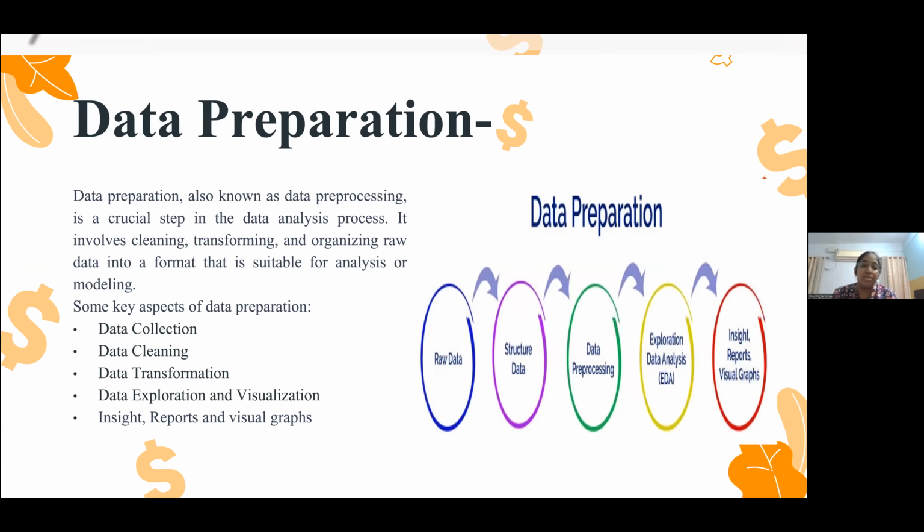Now, data preparation. What is data preparation? It is also known as data pre-processing. It is a crucial step in the data analysis process, and it involves cleaning, transforming, and organizing raw data into a format that is suitable for analysis or modeling.